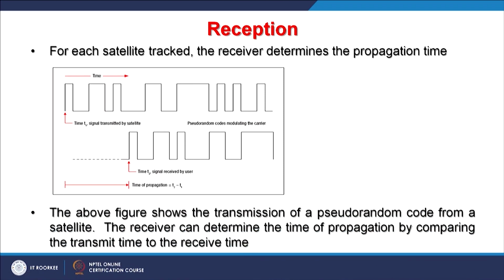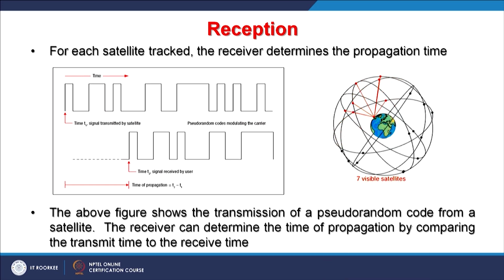So this shows the transmission of a pseudo random code from a satellite, and the receiver can determine the time of propagation by comparing the transmit time to the receive time. Basically, that is why these systems are also called ranging systems.